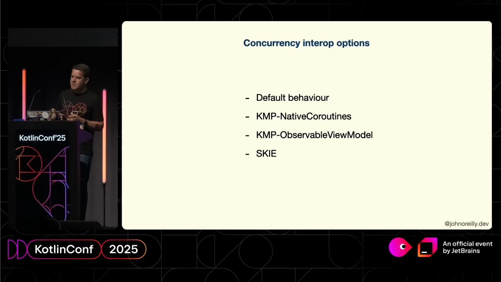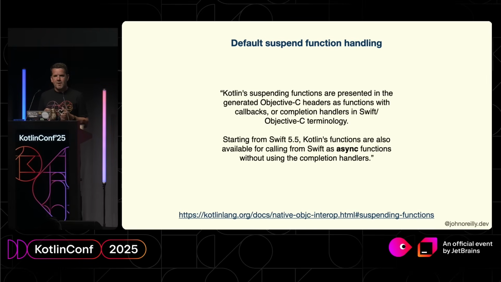Okay, now I'm going to talk about some of the concurrency interop options we have available to us. We'll briefly cover the limited interop default behavior we get out of the box with Kotlin Native, and then talk about a few third-party solutions that have become established to support this interop. So by default, Kotlin suspend functions are represented as Objective-C methods with completion handlers, or callbacks, which can also be called from Swift as async functions since Swift 5.5. These do have some important limitations, though, such as, for example, the fact that cancellations are not propagated.